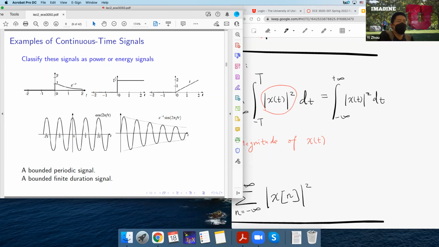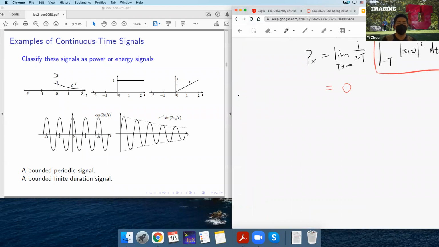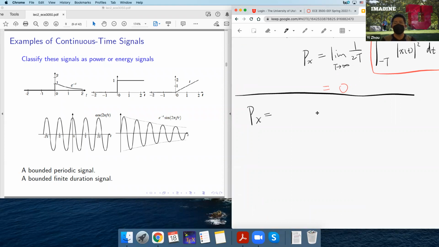And for the power, is it a power signal? The energy goes to infinity, right? But how about the power? Power would be finite, but you need to make sure this infinity divided by infinity still gives a finite number. I think that part you need to do some calculation to get a result. But this signal is pretty simple, so we can do a quick calculation following the definition of power.